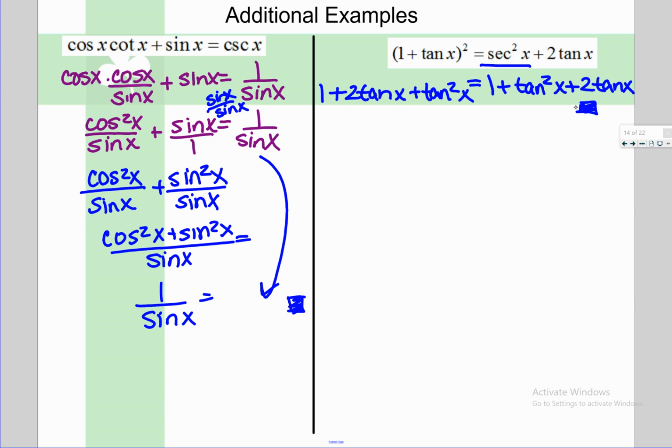So you could do that in a different order. You could FOIL first and then take the 1 plus tangent squared and turn it into a secant squared. So your ending line might look different than my ending line, but it's probably the same steps. At some point you used a Pythagorean identity and you FOILed, were the two ideas there, okay?